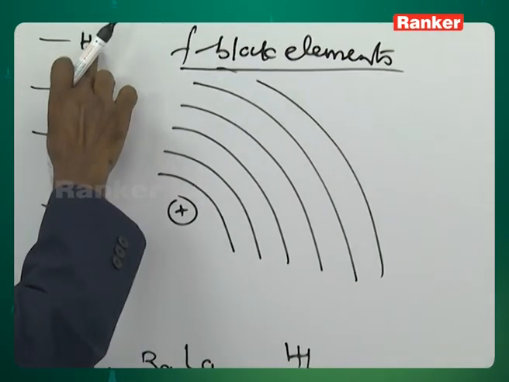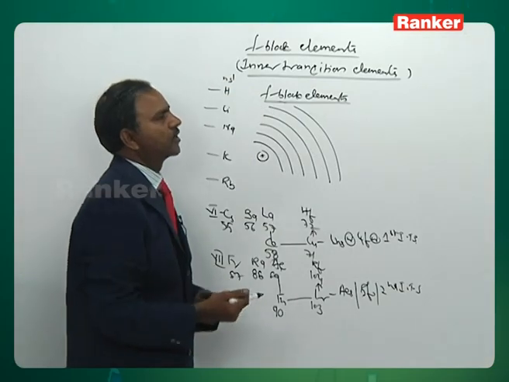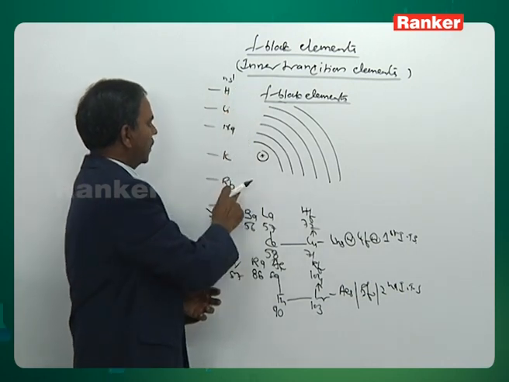Now this is what? Hydrogen. This first shell group of elements is ns1. This is 1s1, 2s1, 3s1, 4s1, 5s1.